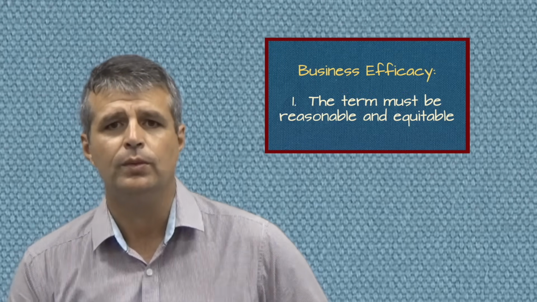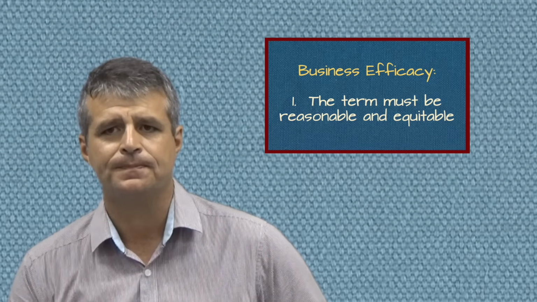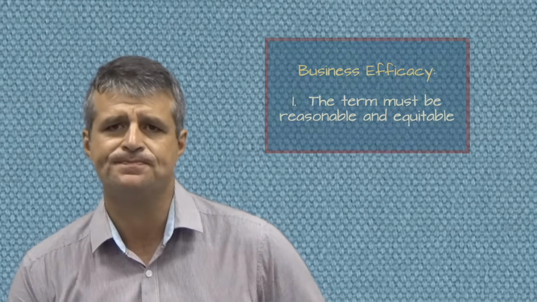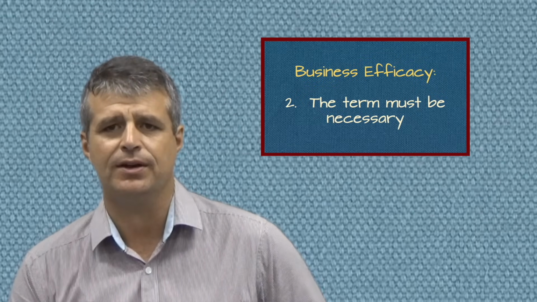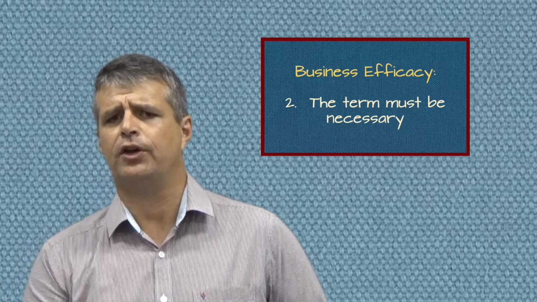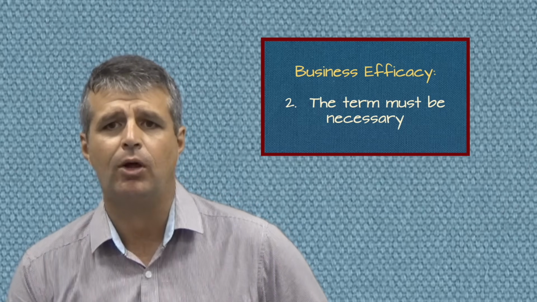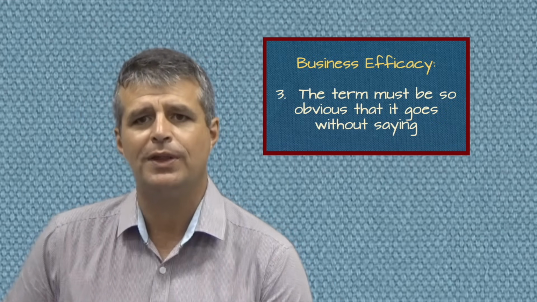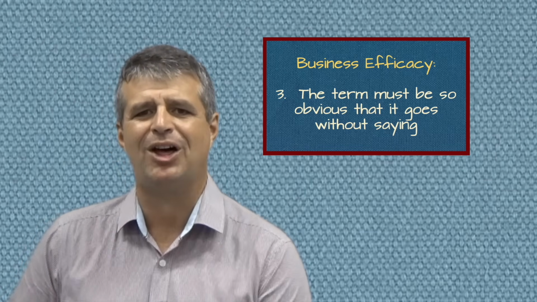The first rule is that the term must be reasonable and equitable. In other words, the courts are thinking about what's fair in the situation. Second, the term must be necessary. If the contract works okay without the term, then the court will be much less likely to imply a term into the contract. Third, the term must be so obvious that it goes without saying. That's actually the words of the rule. It needs to be blindingly obvious.